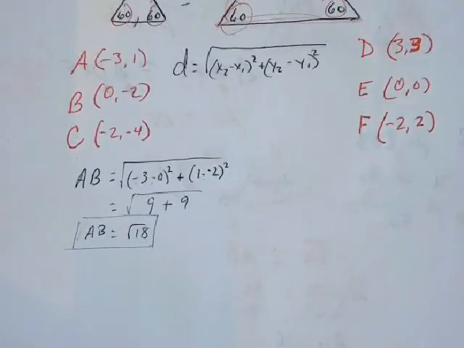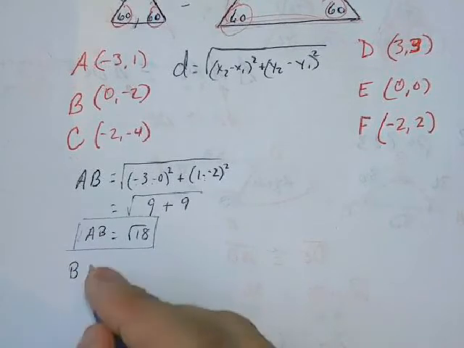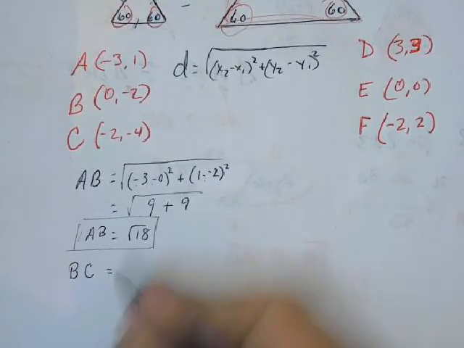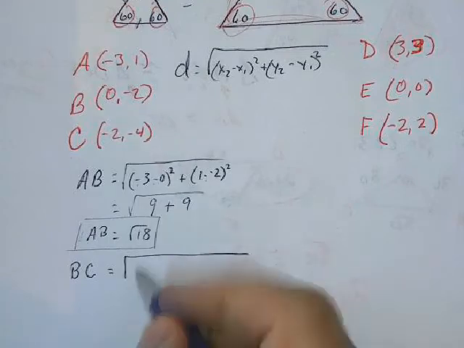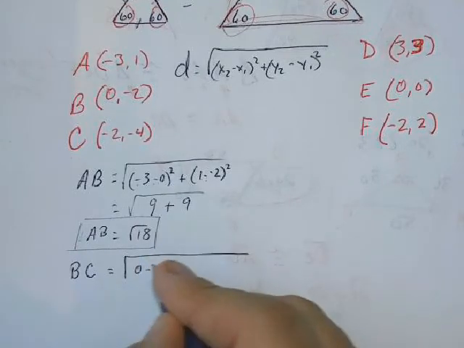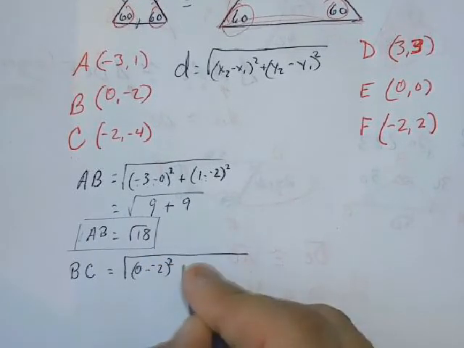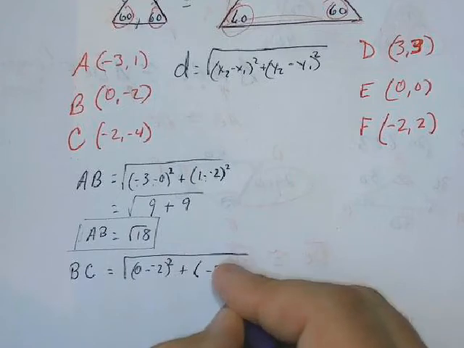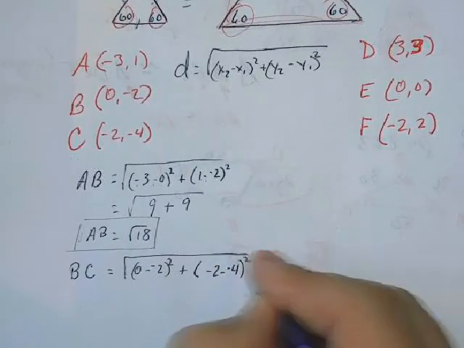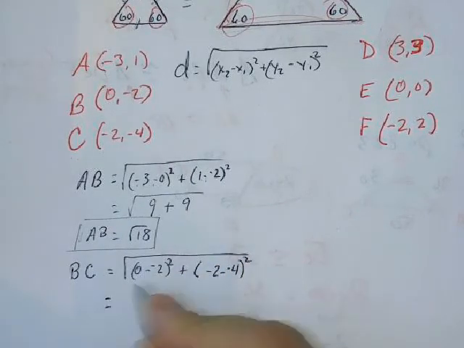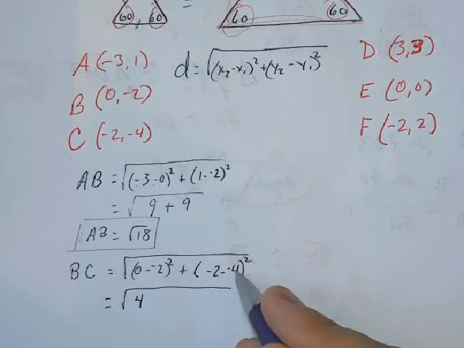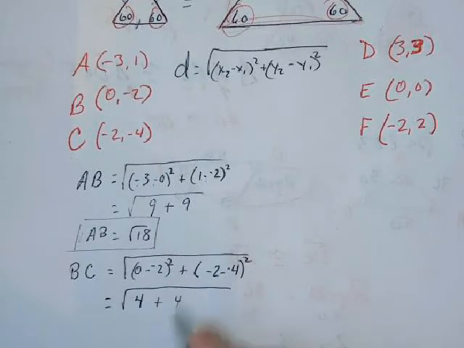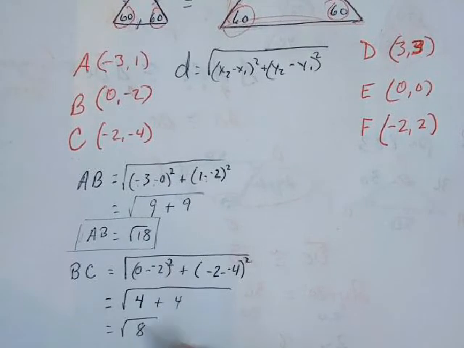All right, now let's go BC. All right, so do the x's. 0 minus a negative 2 squared. Negative 2 minus negative 4 squared. So here we have 2 squared, which is 4. And negative 2 plus a positive 4 is 2 squared, which is 4. And so we have the square root of 8.